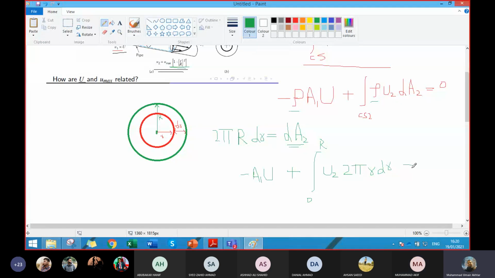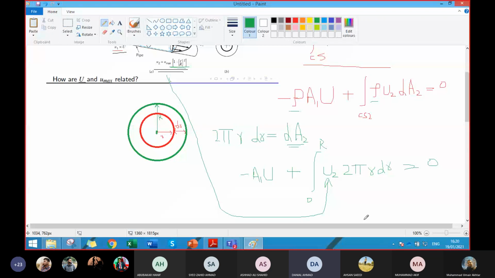Sir, it's just a short mistake here. We should be writing it as 2 pi r, and this can maximum go to capital R. Okay. Can you solve this integral? You will just need to put this u2 function here, this function here, and you can then solve this. When you solve this integral, you will get the relationship. Okay.